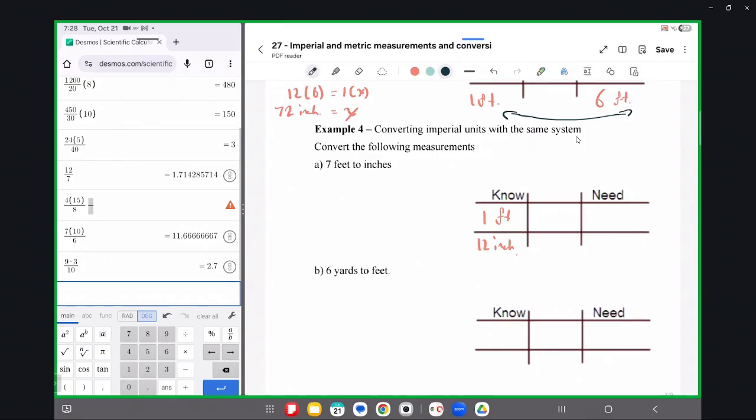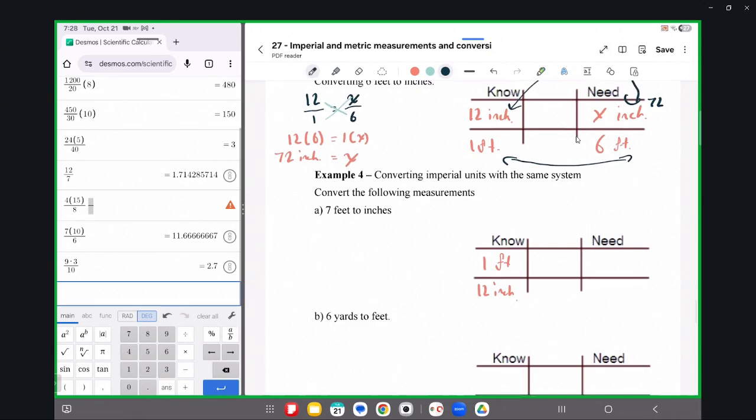Okay, so for this one here, again, I didn't make a big deal about where I substitute where the feet were or substitute where the inches were. I just said, all I know is that 1 foot is 12 inches, and I want to know how many 7 feet are. Well, that means I should put the 7 feet below, and I'm looking for my answer in inches, right? So that the feet line up, and then the inches line up.